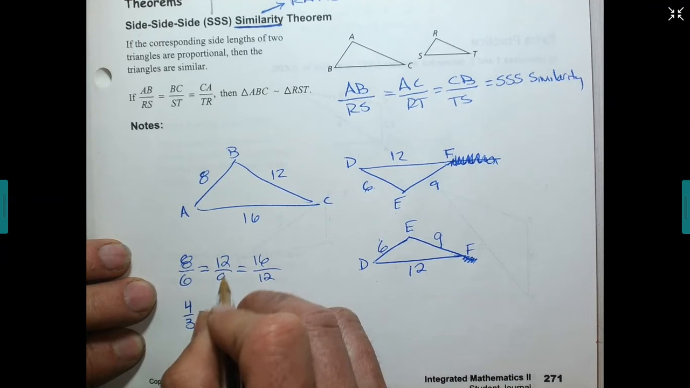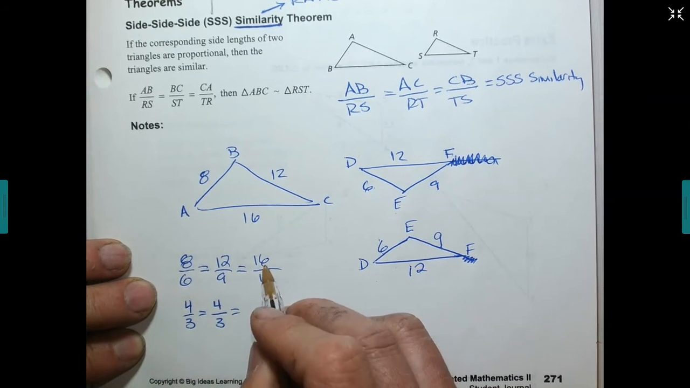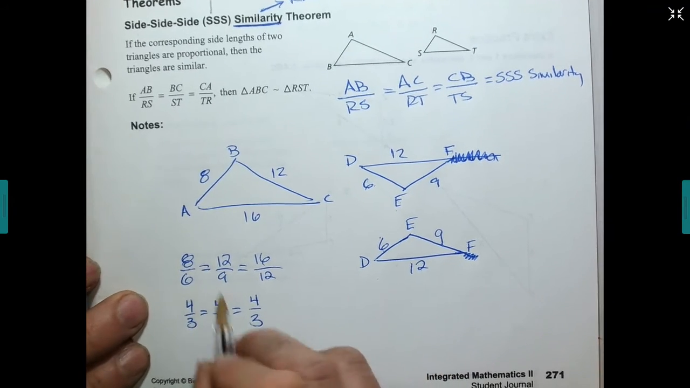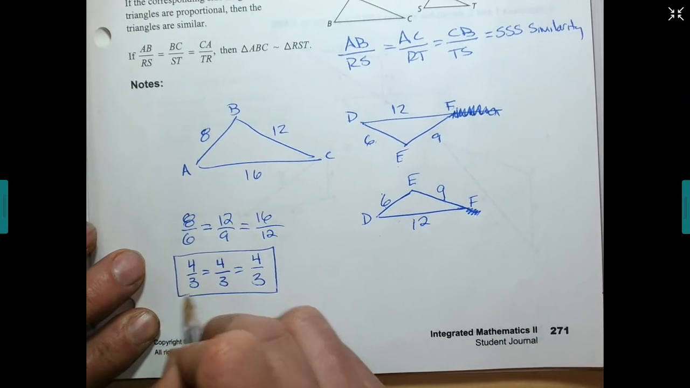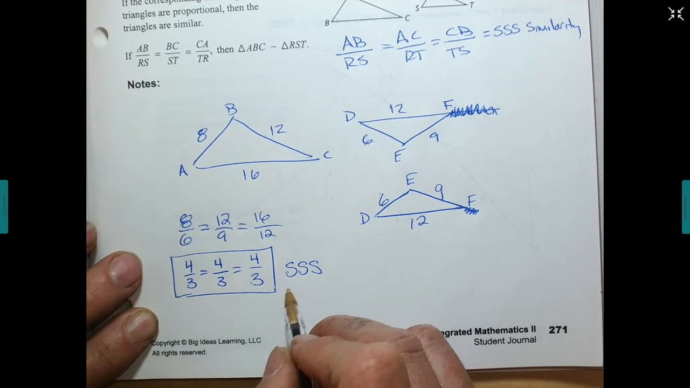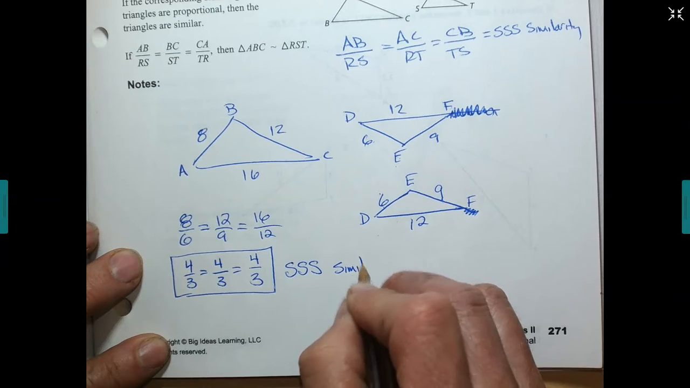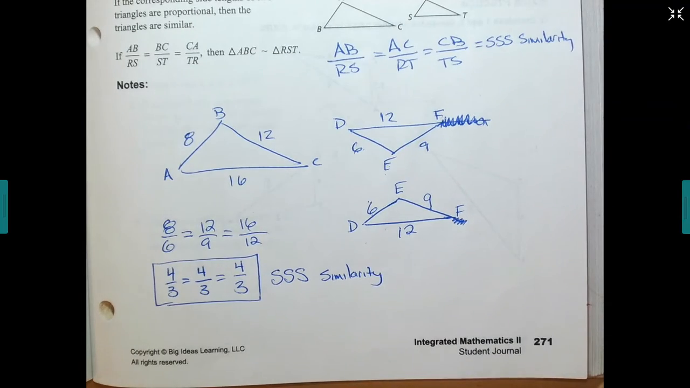Divide both of these by 3. 12 divided by 3 is 4/3. Divide both of these by 4. So because my ratios are the same straight across, all my side length ratios, one side, two sides, three sides, the ratios are the same. I have a side, side, side similarity. So I know that these are similar triangles.